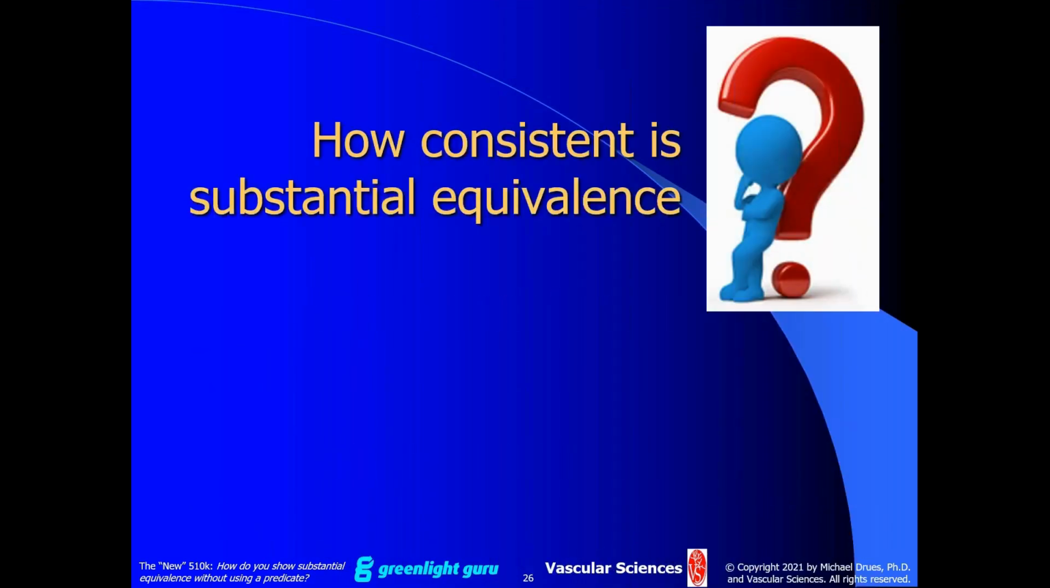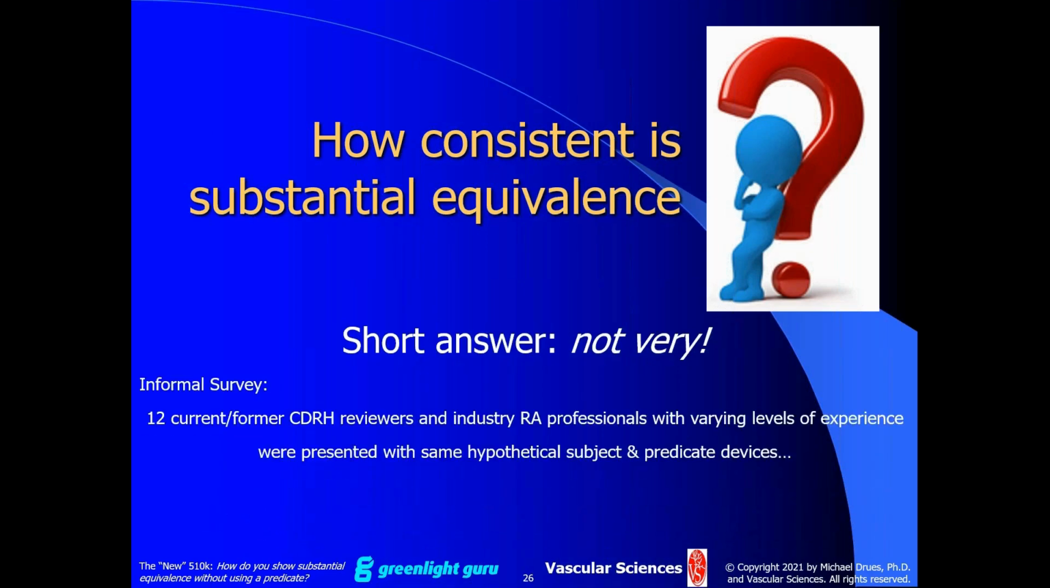Speaking of substantial equivalence and the number of people that screw it up, how consistent are we with our substantial equivalence determinations? I have to be a little careful what I say here because this is something that I've been working on as sort of a personal project for the last several months. The short answer is we are not very consistent, and here's why. Because I've started to do sort of an informal survey.